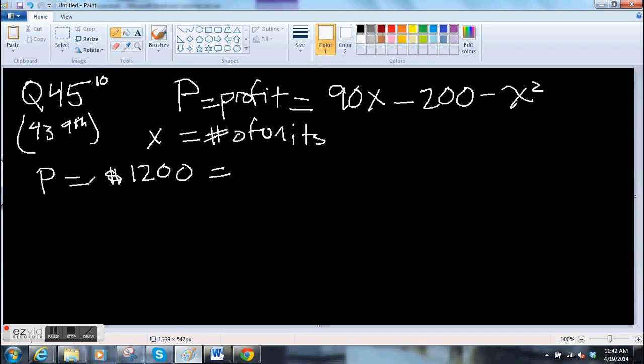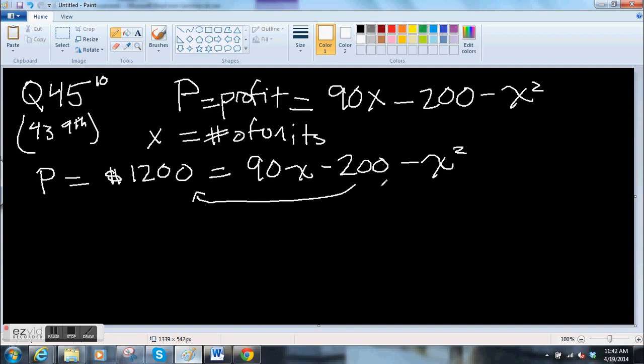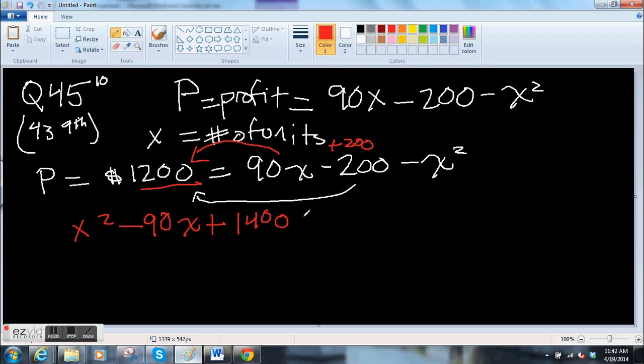So we set our profit function equal to 1,200, 90X minus 200 minus X squared, and we solve for X. The first thing to do is put it in the general form. I'm going to bring everybody over to this side because I like having a positive X squared. So I'm going to rewrite this as X squared minus 90X, plus 200 plus 1,200, which is 1,400, equals 0.